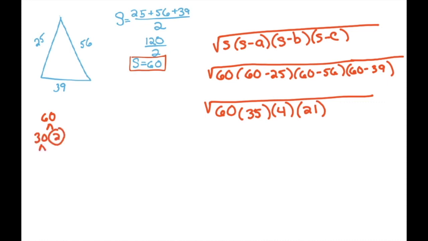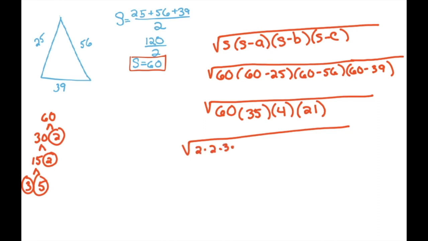2 is prime, but 30 is not. 30 can break down into 15 and 2. 2 is prime, but 15 is not. 15 can break down into 3 and 5. So my prime factorization for 60 is as follows. I have 2 times 2 times 3 times 5. So this is all for the number 60. And that will be multiplied by the following.